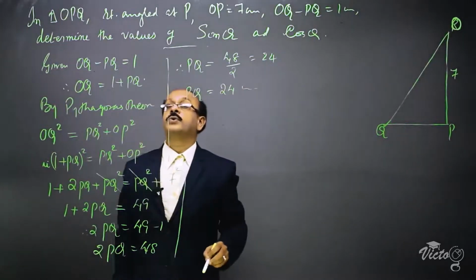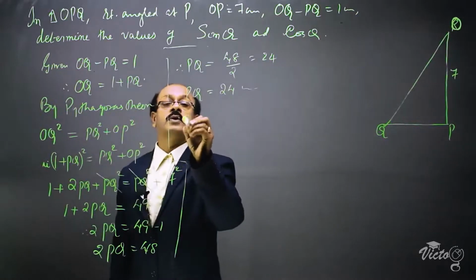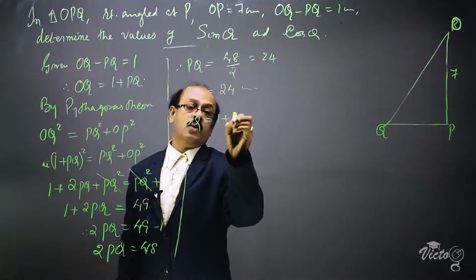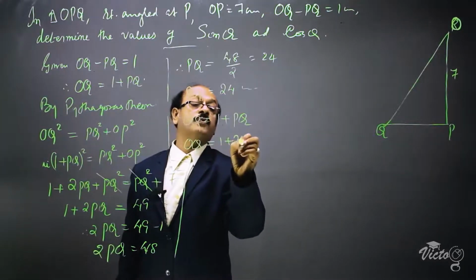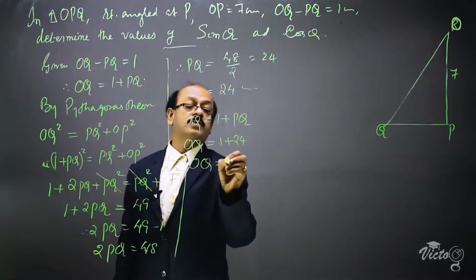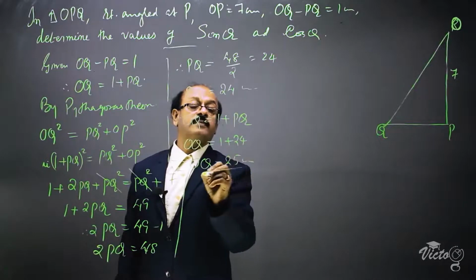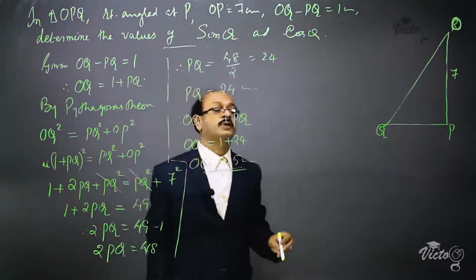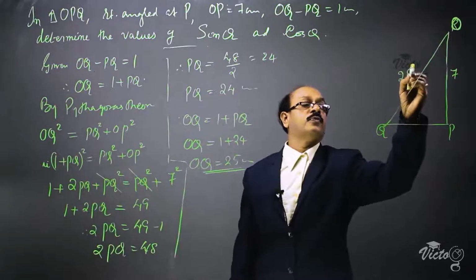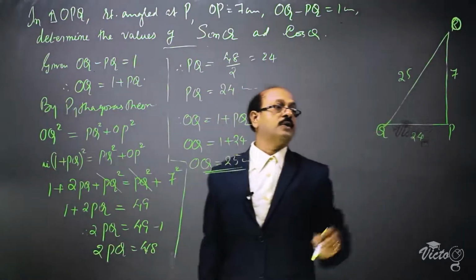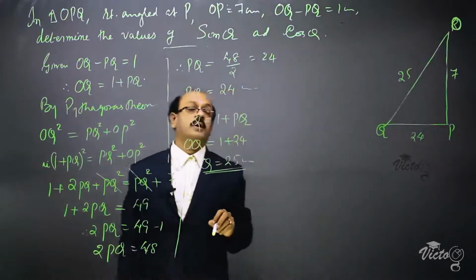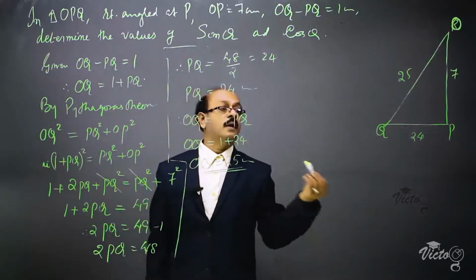Therefore, OQ is equal to 1 plus PQ. That is OQ is equal to 1 plus 24. That is OQ is equal to 25 centimeter. The value of OQ is 25. This is 25 and PQ it is 24. Now, the three sides of triangle OPQ are known. Now, we can write the value of sin Q and then cos Q.